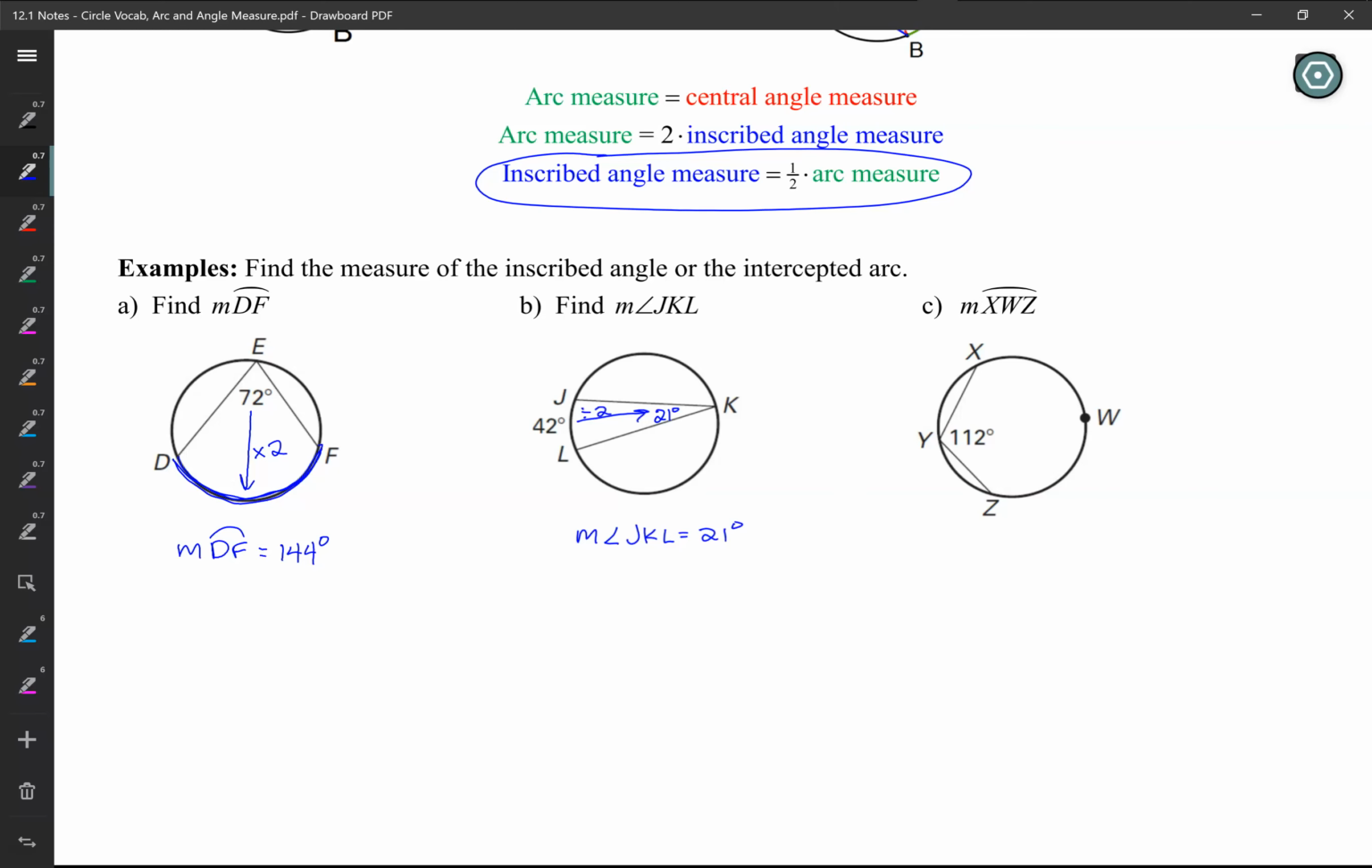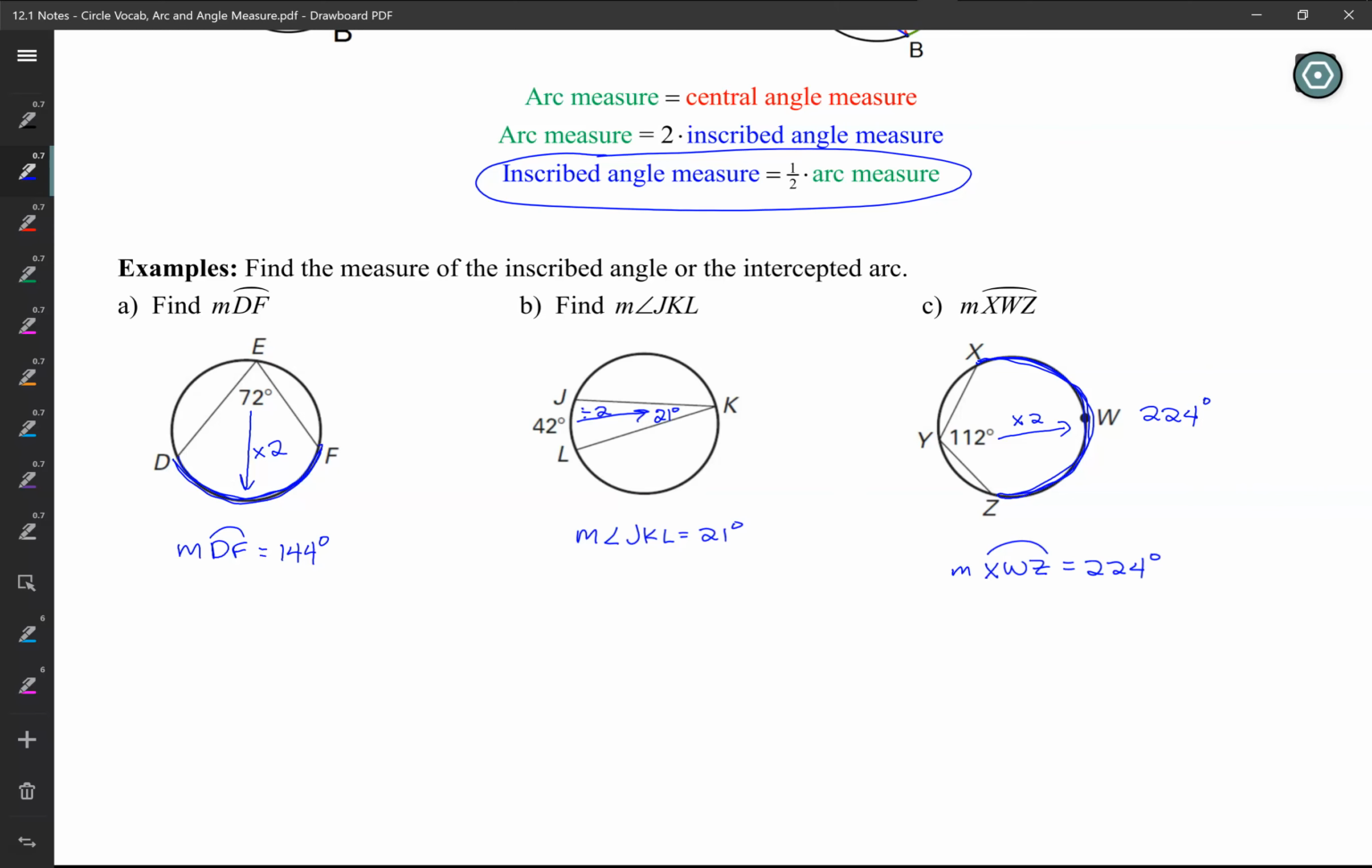Okay, I have the angle, I want the arc. Multiply by 2. Notice that's more than half of the circle, so this better be more than 180. 112 times 2 is 224 degrees. Measure of arc XWZ equals 224 degrees.